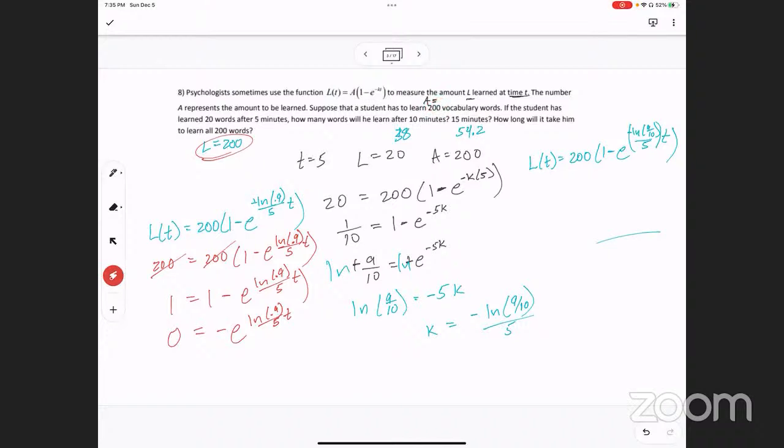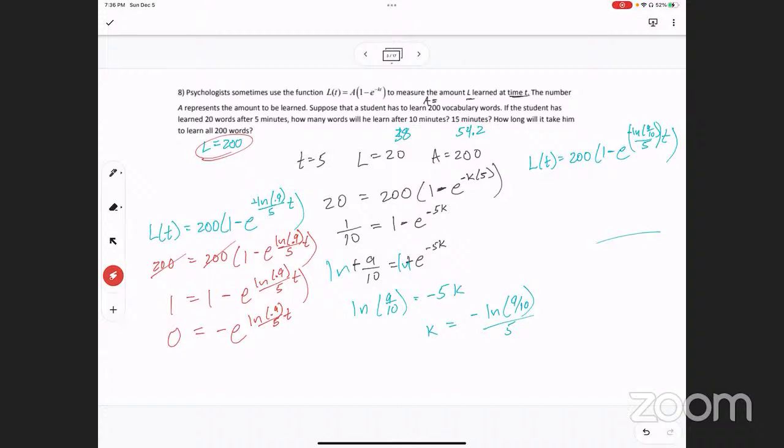That means, see how he's learning less words as he goes? His rate of learning words is decreasing. He learned 20 in the first 5 minutes, 18 in the next 5 minutes, 16 in the next 5 minutes. You see how it's decreasing? So it's decreasing to the point there's an asymptote, and that asymptote is 200. 200 is going to be your asymptote. It'll never reach it, which is what I was anticipating was going to happen here.